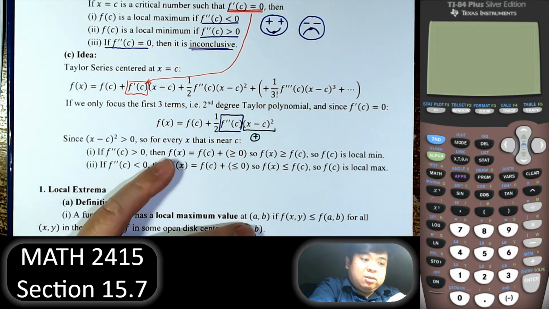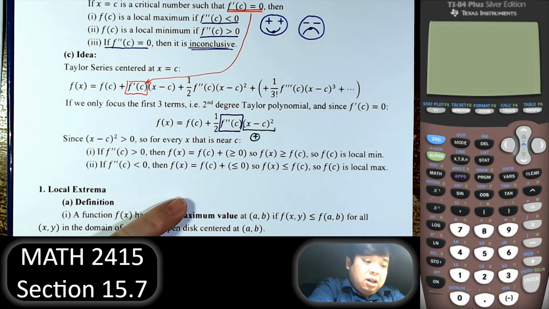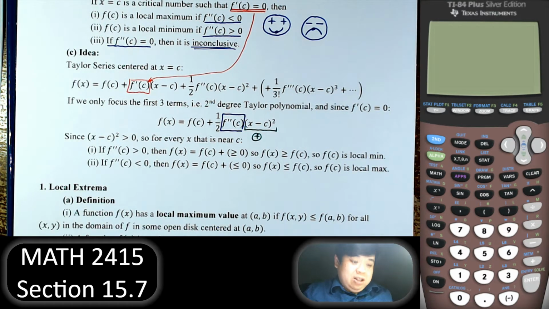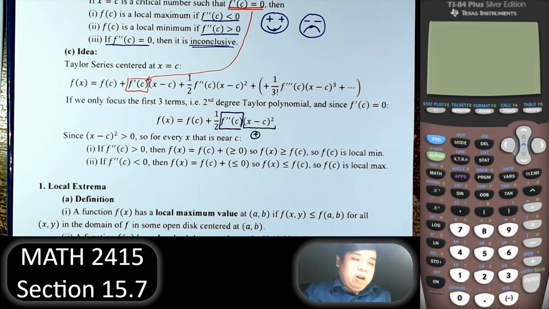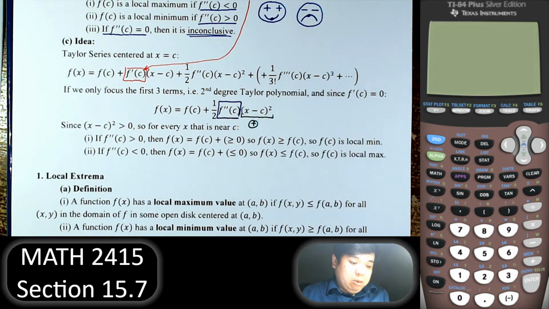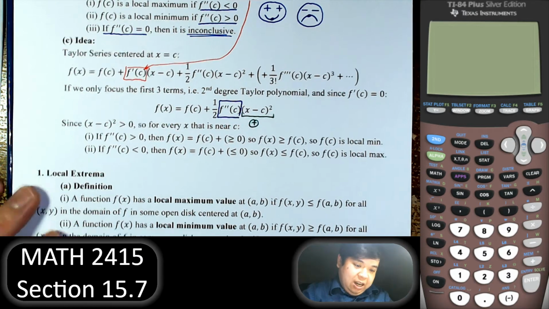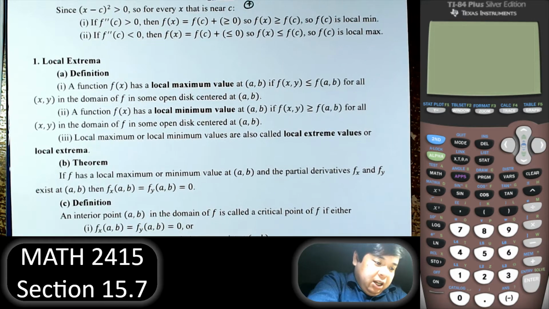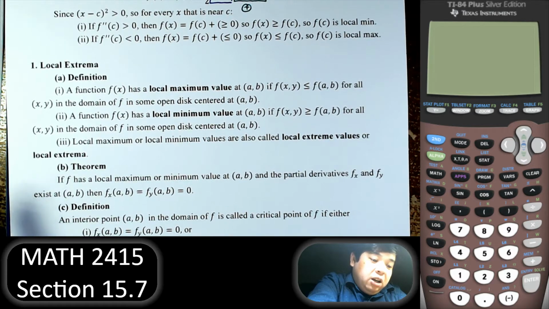When you think about that, it actually makes sense. But like I said, it's a little bit advanced. Besides, we don't go to Taylor series for functions of multivariables in the book. So again, next we define the local max and local min of functions of multivariables.